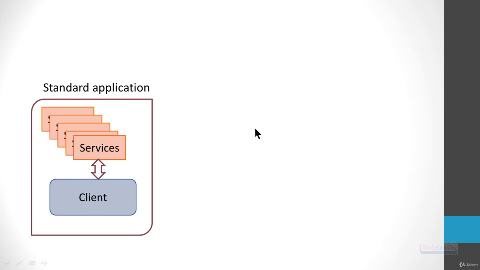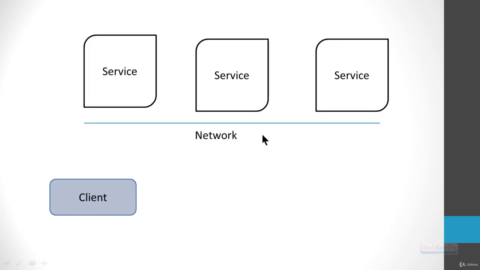That's a standard application. Now when it comes to a web service, there is a client which can access the services on the network, and these services are placed in different web applications maybe. So these services can be deployed in different web servers, and all of these services are connected over the network. Now whenever the client would like to access a service, the client can access these services on the network. So that's a web service.